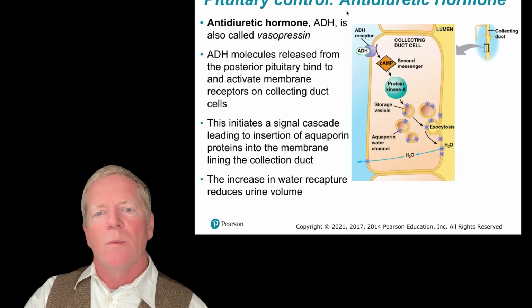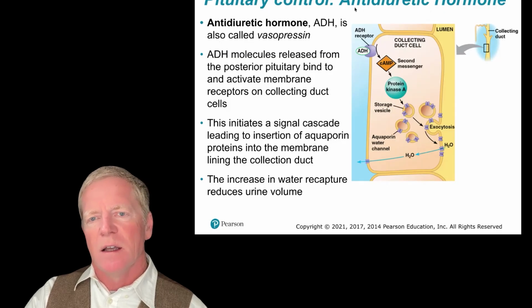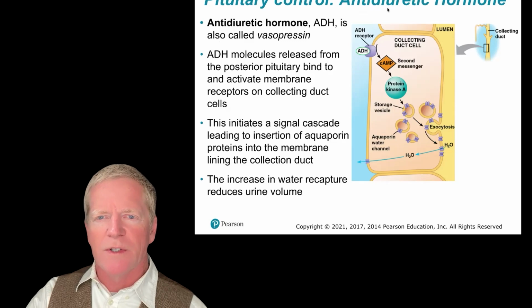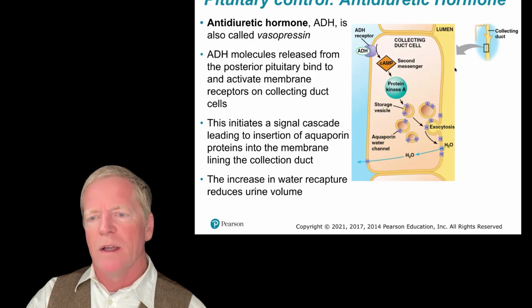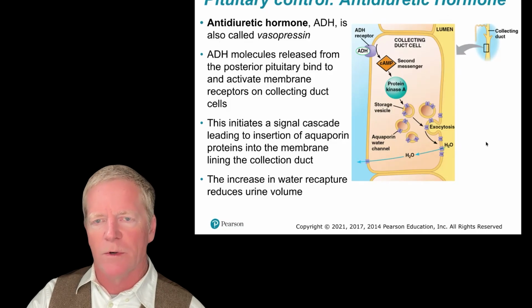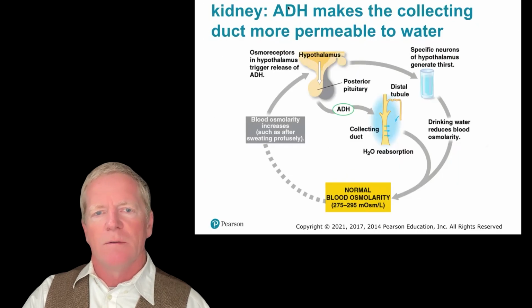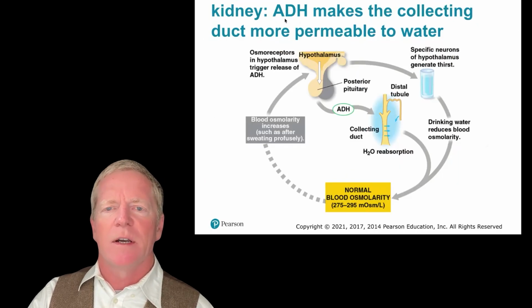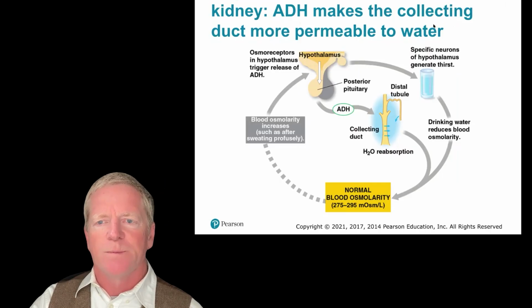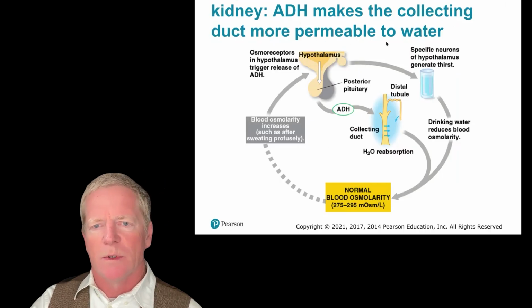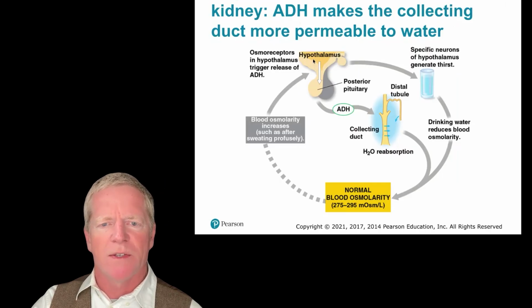So your pituitary detects loss of water or increase in osmolarity in your blood. It releases antidiuretic hormone and tells your body to retain and keep as much water as possible. So you reabsorb water from your urine. The regulation of fluid retention by antidiuretic hormone makes the collecting duct more permeable to water. So let's take a look at this whole process.